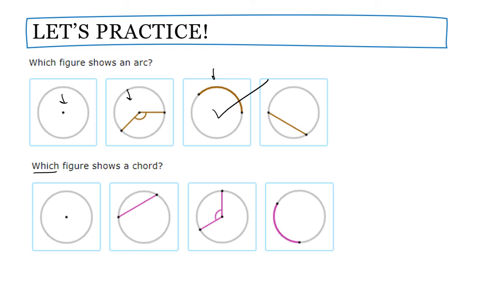Question 2. Which figure shows a chord? This is a central angle. This is a center. This is a chord, central or inscribed angle, and arc, so we know it must be this one.